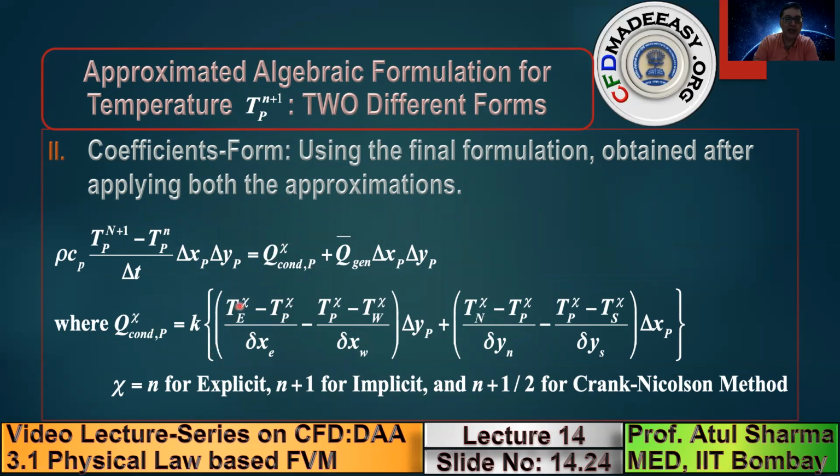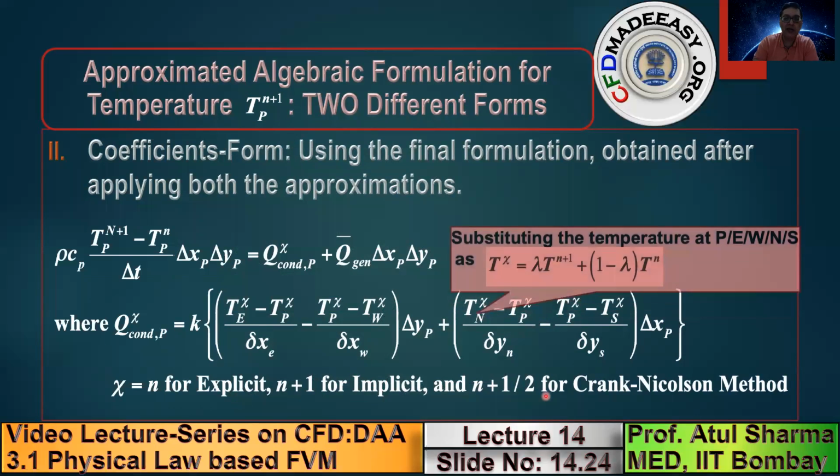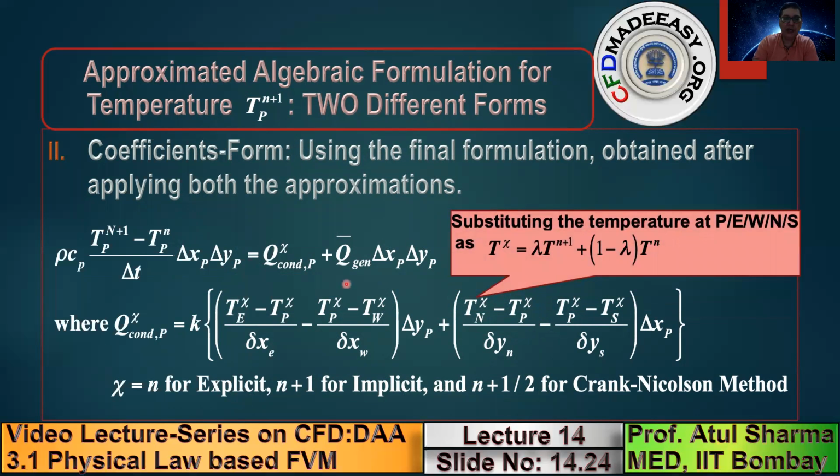Now this temperature chi, as I mentioned, could be n for explicit, n plus 1 for implicit, and n plus half for Crank-Nicolson. So if you substitute the temperature, this TE, TP, TW, TN, TS, as right now all of them have a superscript chi. Let us suppose for TP chi, I substitute lambda TP n plus 1 plus 1 minus lambda TP n. And similarly for the other neighbors, east, west, north, south. Then in the next slide, I will show you.